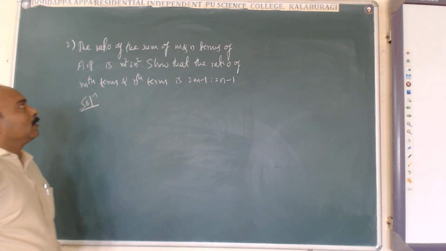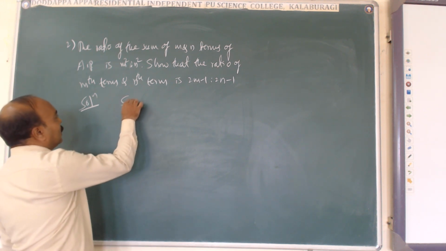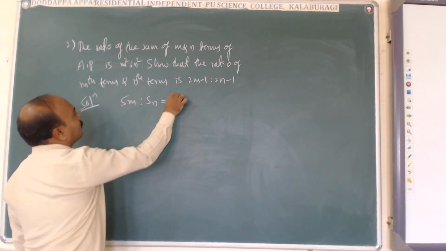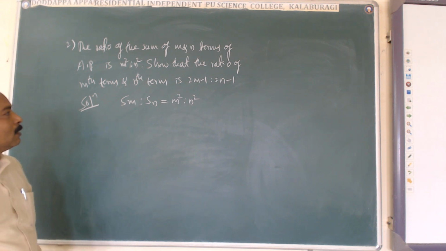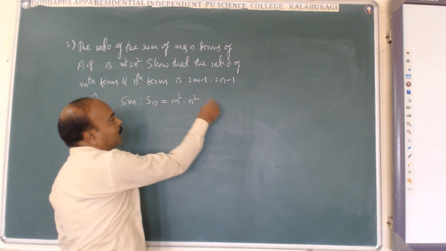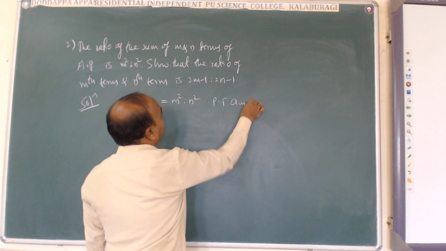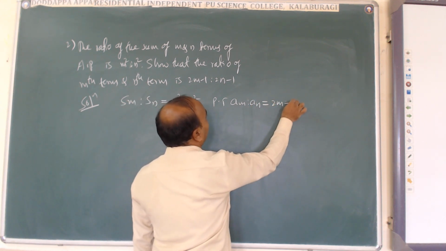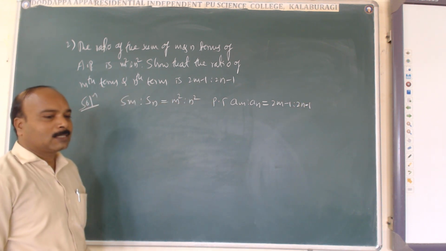The ratio of the sum of m and n terms of an AP is given, that is Sm and Sn given. Sm is to Sn equal to what? m square is to n square. It is the given condition. Using this, what we have to prove is that the ratio of the mth and nth terms of the AP is am is to an equal to 2m minus 1 is to 2n minus 1. It is the required proof of this example.